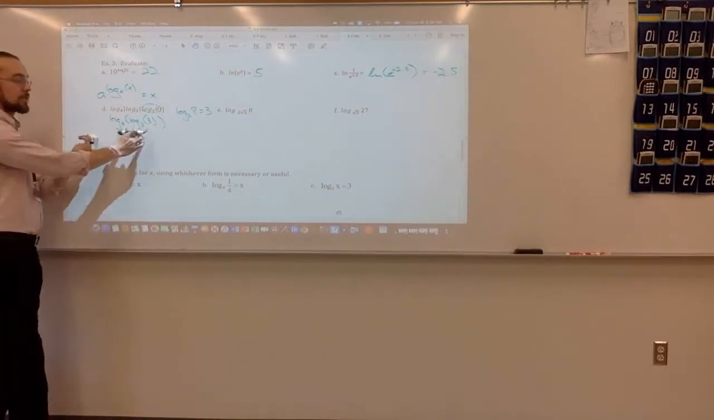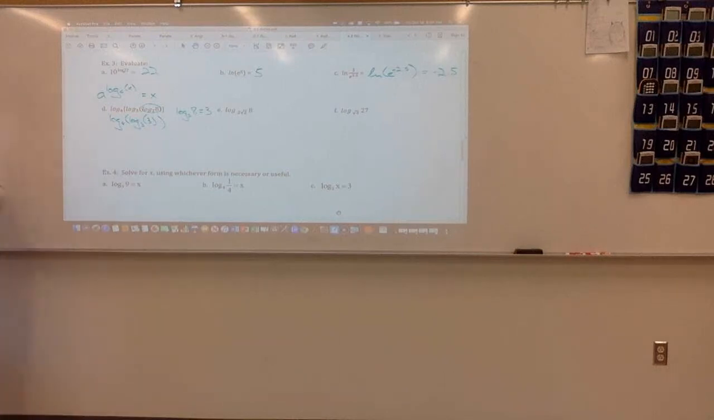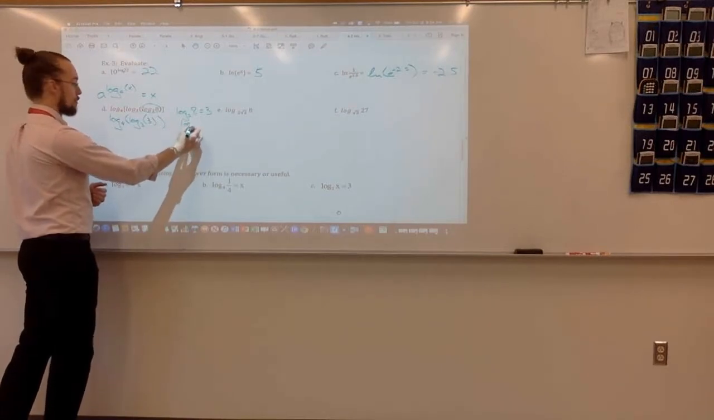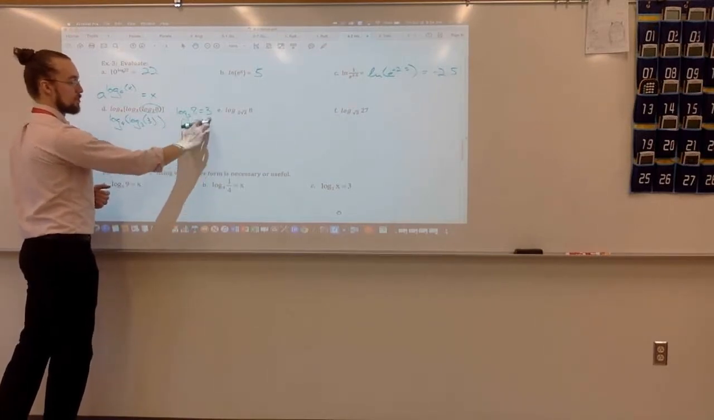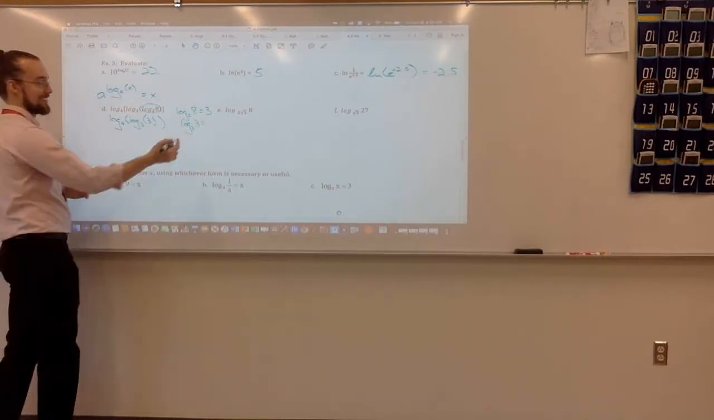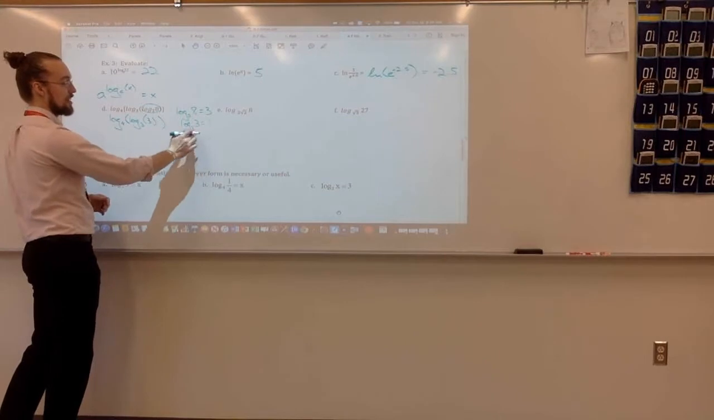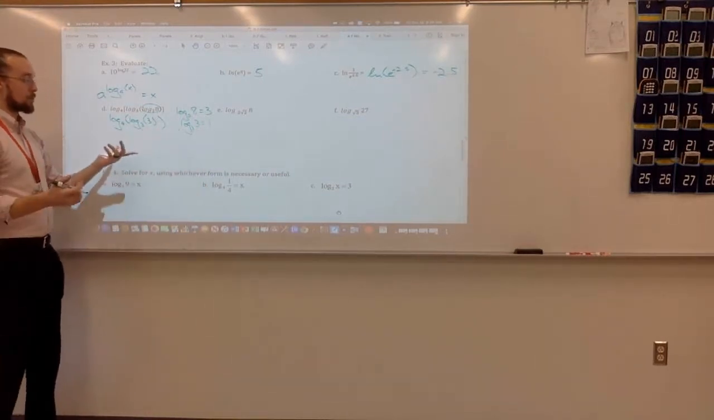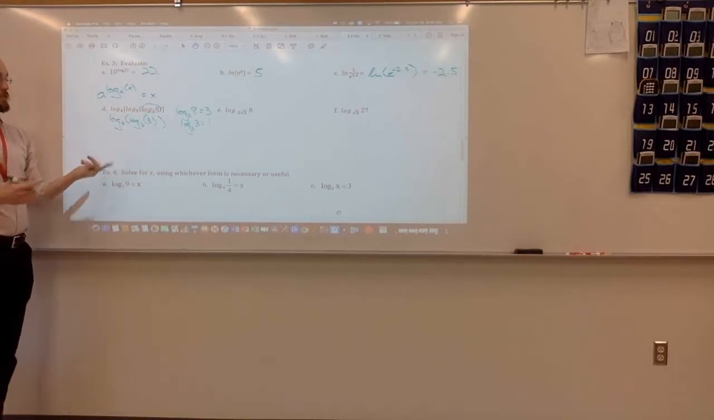Now we can evaluate the next part. What's log base 3 of 3? So 3 to what power equals 3? Is it 0? It's got to be 1. 3 to what power equals 3? 1. So this is just equal to 1.